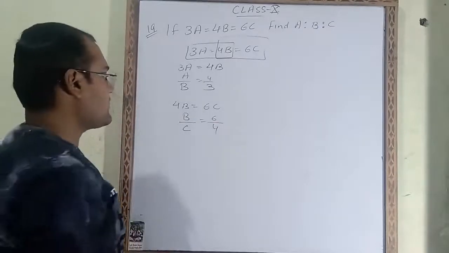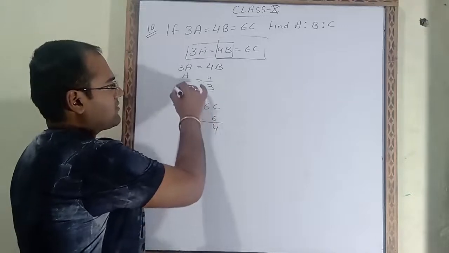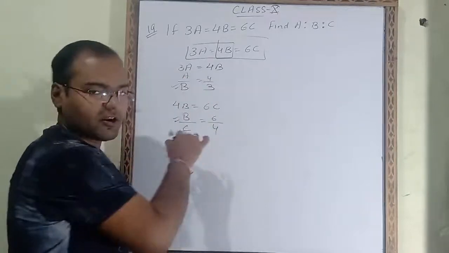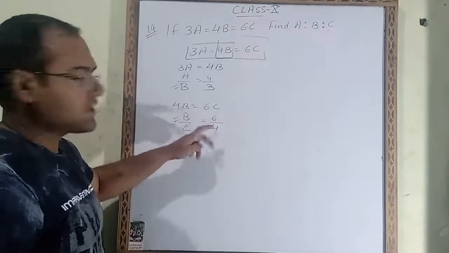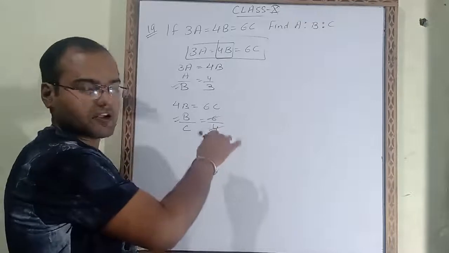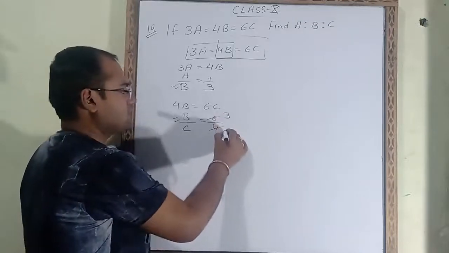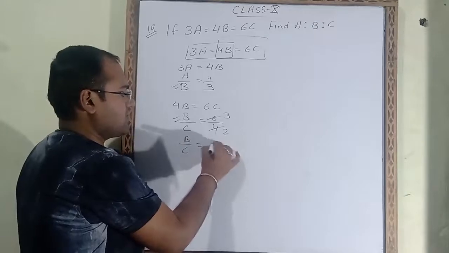We will observe that B is coming in this ratio also. Here the value of B is 3, here the value of B is 6. We can cancel these two. We will find the simplest form. 2 3s are 6, 2 2s are 4. So B upon C is equal to 3 upon 2.